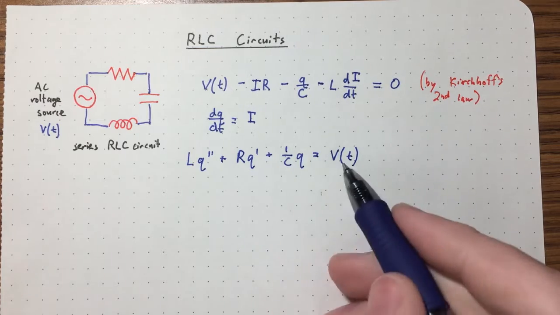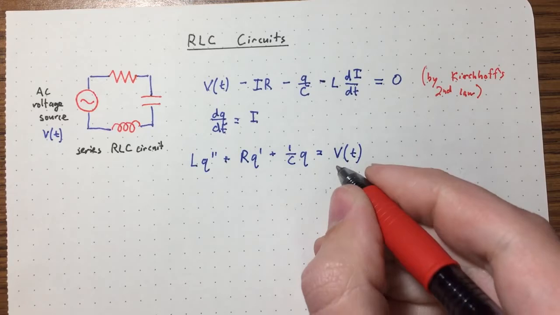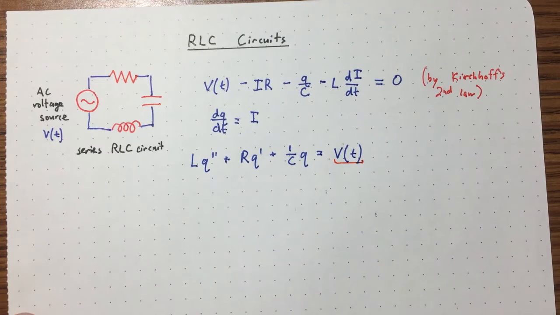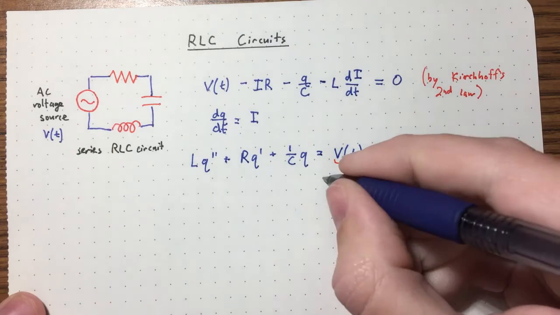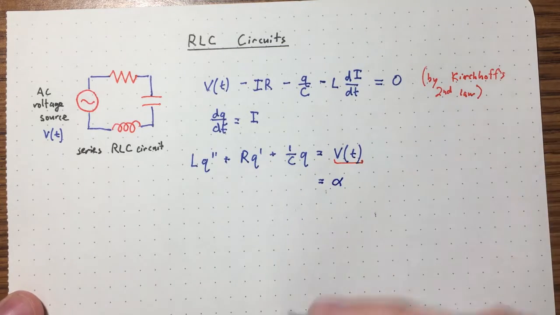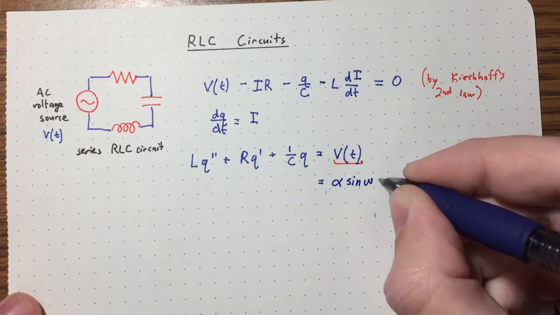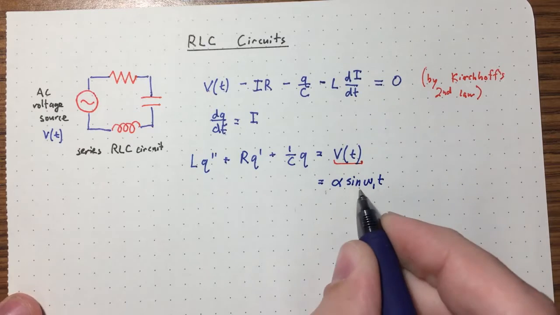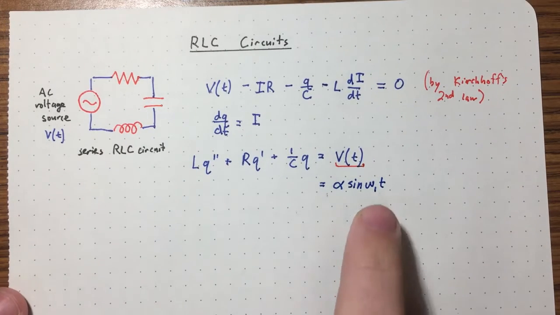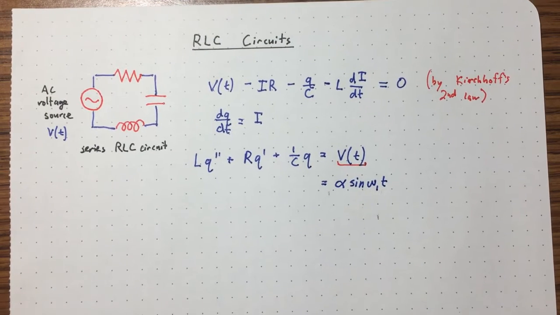Let's be more explicit about v of t. We said we want that to be an oscillating voltage, so it could be a sine or a cosine, for example. Let's suppose that v of t has some amplitude, maybe alpha, and is a sine of omega 1 t. We'll use the same notation as last time and call the frequency of this forcing function omega 1.